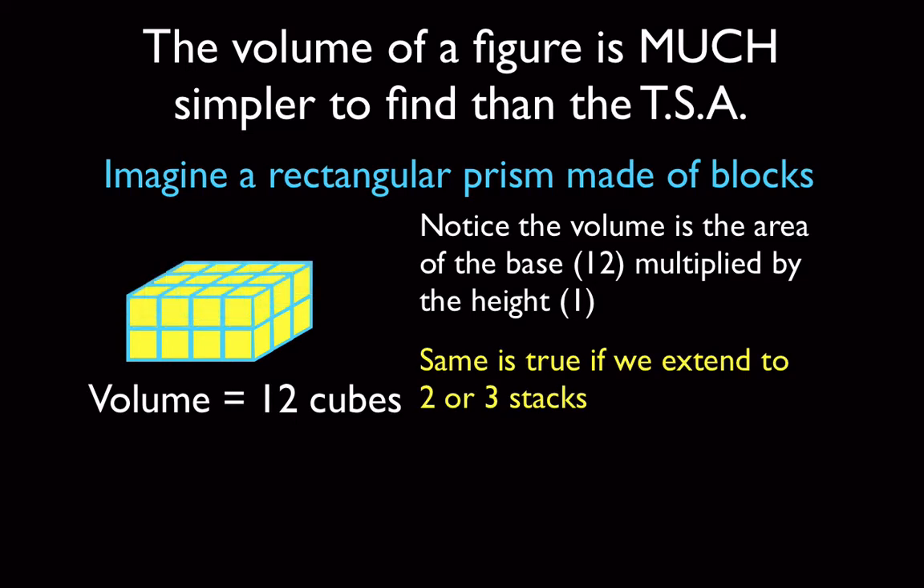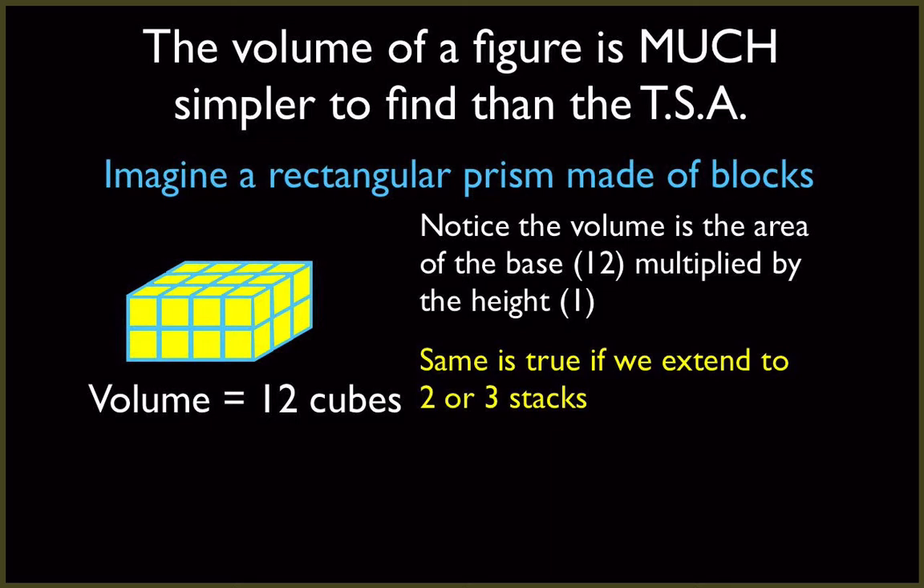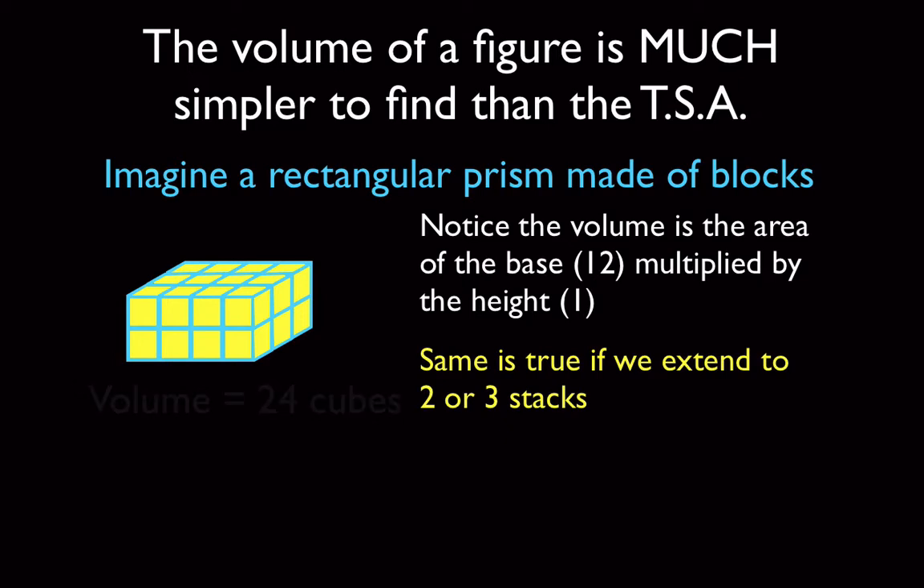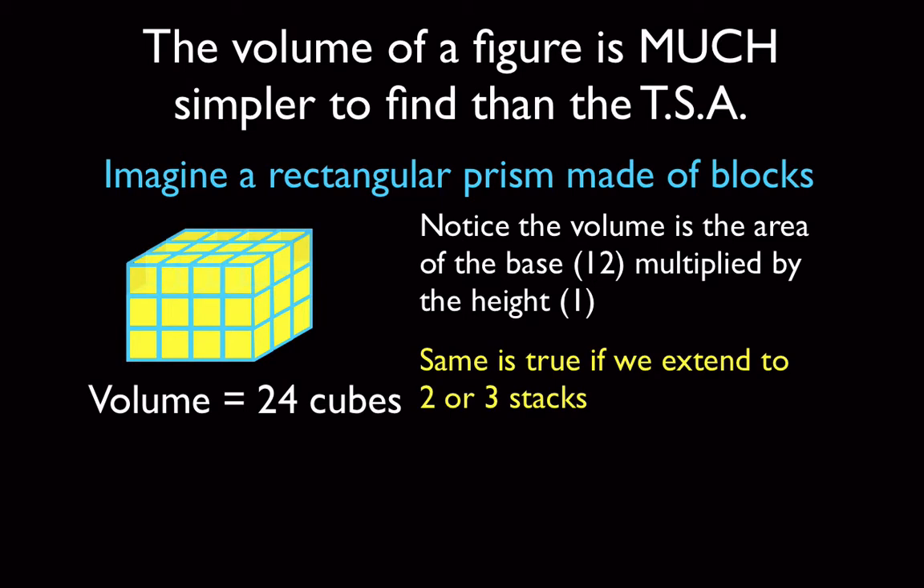The same is true if we stack it 2 high or 3 high. So we'll start off looking at 2 high. Now, as you can imagine, we have 24 total cubes, but it also amounts to the area of the base. Remember, the area of the base is 12 times the height, which is now 2, which gives us 24 cubes. Stacking it one more stack, we now have an area of 12 multiplied by the height of 3, which gives us 36. And if we count the cubes, sure enough, it's the same.